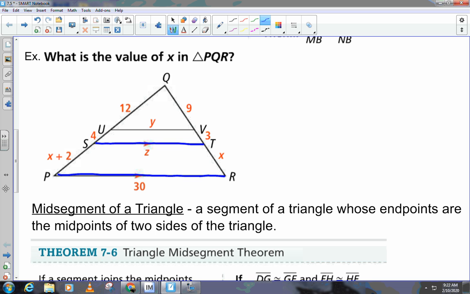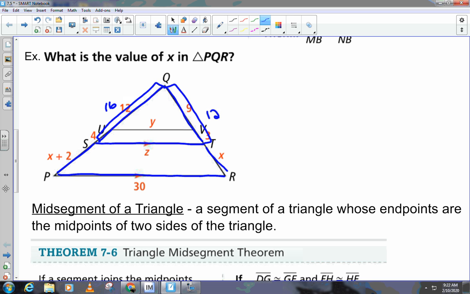Remember, this line here, ST and PR are parallel to each other. So it divides this piece here and this piece proportional to this piece and that piece. What is the length of SQ? 16. What's the length of QT? 12, right? So that's this piece right here. That's this piece right there.